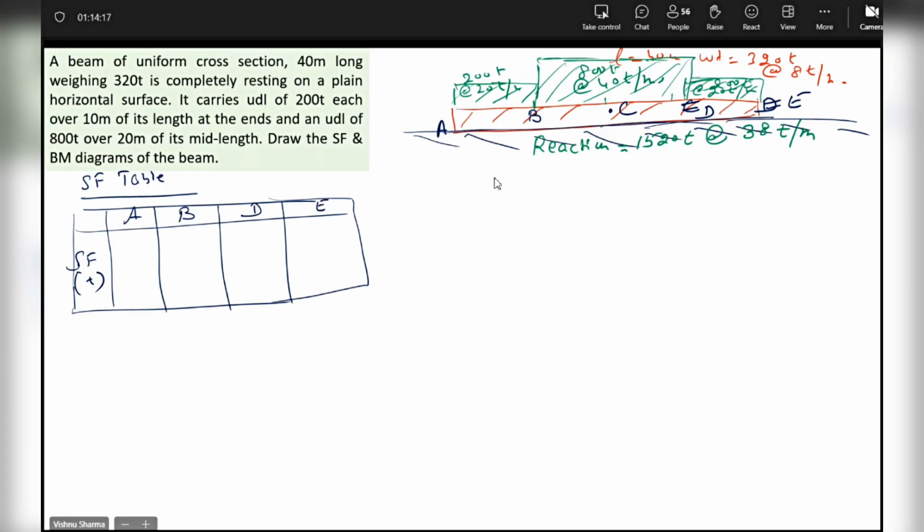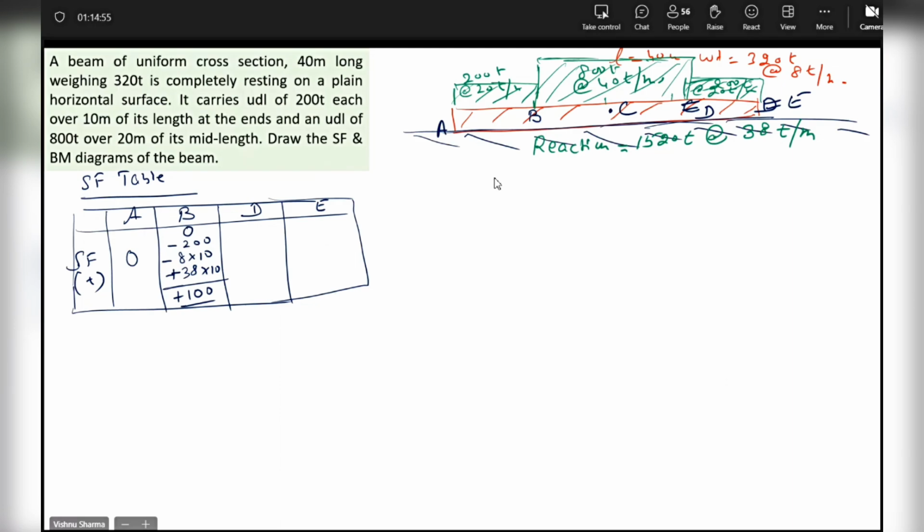And what am I getting then? At A, SF is 0. Guys, what will be SF at B? Would you like to calculate ahead of me? Plus 100, am I right, guys? At B, the SF is plus 100, am I right? Please calculate and see. Yes, sir, right.